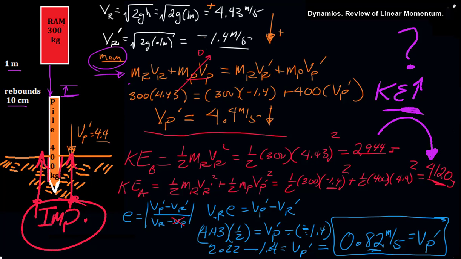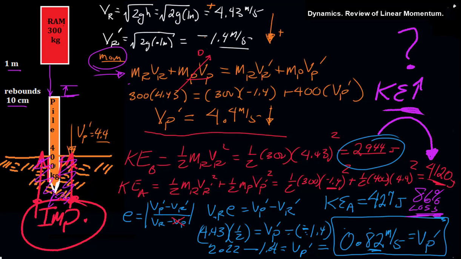If we check the energy using this number, the kinetic energy after will now be 427 joules, where we started out with 2944, and that represents an 86% loss, which is not unexpected. We're pushing this pile into the ground, we're grinding it against the dirt and generating a lot of friction and heat and noise in the process. We would not expect this to be a truly elastic event with that much ground resistance.